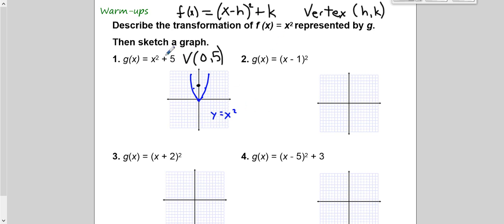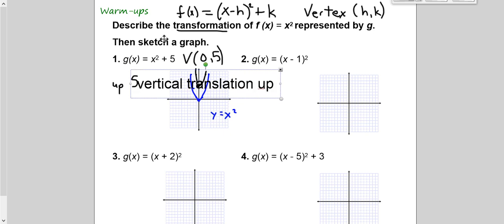Now for the graph of x squared plus 5, it's going to be the same pattern, but it's shifted up 5. Over 1 up 1, over 1 up 3. There's our new parabola. Describe the transformation. We didn't do that yet. We could just say up 5. Or if we want to use all of the important vocabulary, when you're doing big ideas assignments, you probably want to say vertical translation up 5.